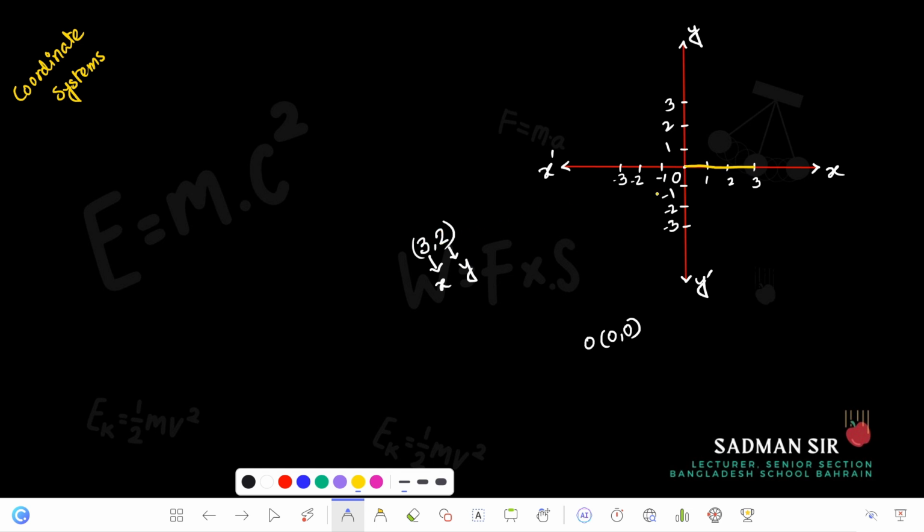See, both of the values are positive, so I'm traveling in the positive direction of the x-axis, and now I will travel along the positive direction of the y-axis. From here I will travel in the upper direction 2 units, 1, 2. So I'm getting to this point, which is known as 3, 2. The system that I use to locate this point is called the Cartesian coordinate system. There is another form of coordinate system which is known as the polar coordinate system.